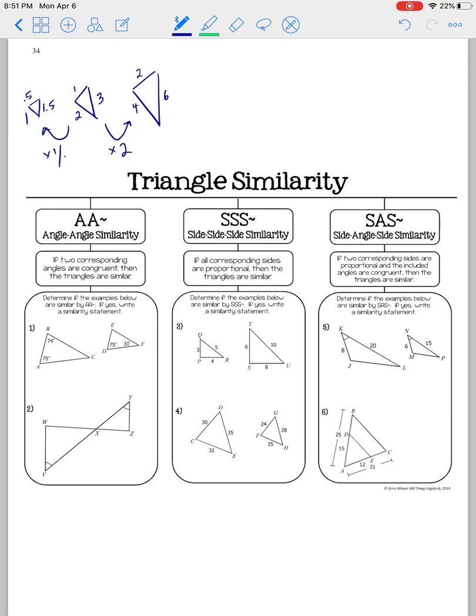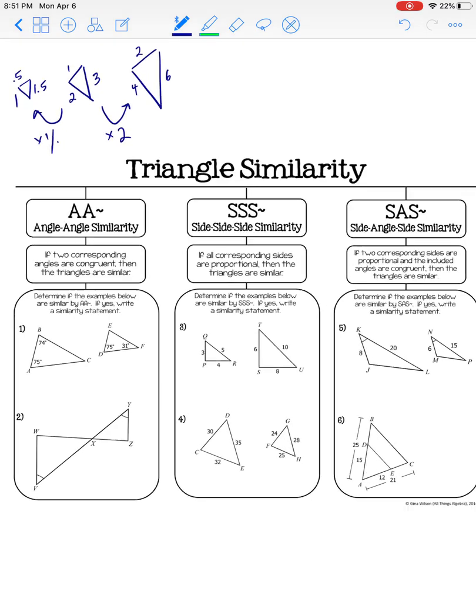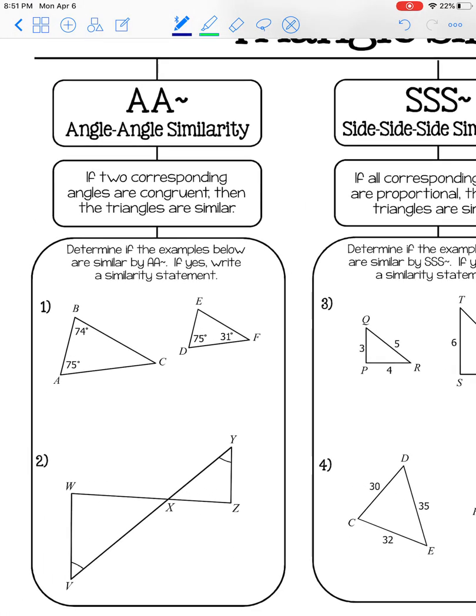We have 3 theorems that we can use to prove that triangles are similar. The first is angle-angle similarity. I'm just giving my pen a chance to recharge here. Angle-angle similarity is when you have 2 sets of corresponding angles that are congruent. And that's enough information to prove that the triangles are similar. So you don't actually need to prove that all 3 angles are congruent. 2 is enough.